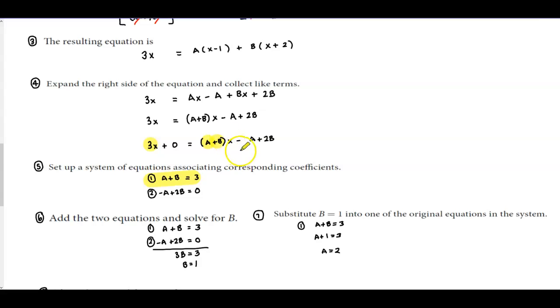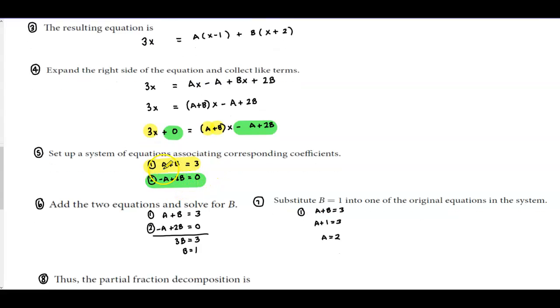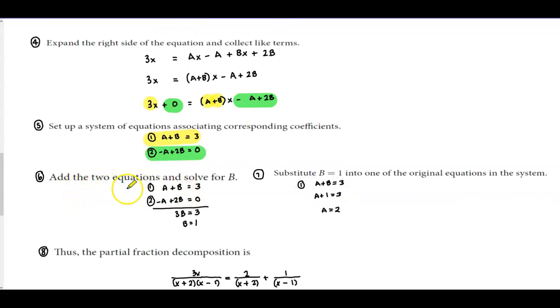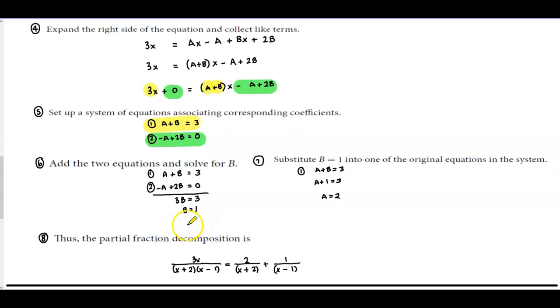Then over here we have 0, and over here we have minus A plus 2B, because it doesn't have a variable term associated with it. So therefore we set negative A plus 2B equal to 0. And now we have a system of equations to be able to solve for A and B. Now step 6, we're going to add the 2 equations and then solve for B. If we add equations 1 and 2, we eliminate A. We get 3B equals 3, and therefore B is going to equal 1.